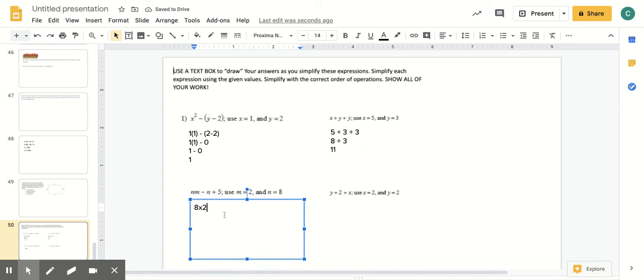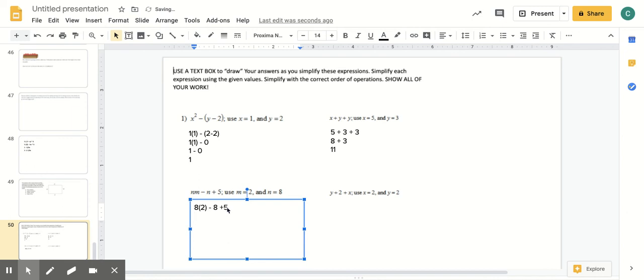Now, when you see nm, it's not saying put those 2 constants next to each other to get a larger 2-digit number. It's asking you to multiply the value of n times the value of m. So however you want to show that in your work, whether it's 8 times 2 or 8 times 2 like this, it doesn't matter. But you need to signal to yourself that that is multiplication and not the number 82.